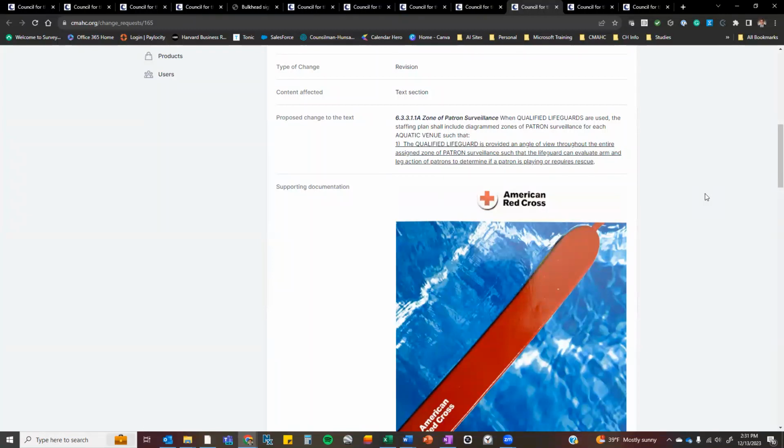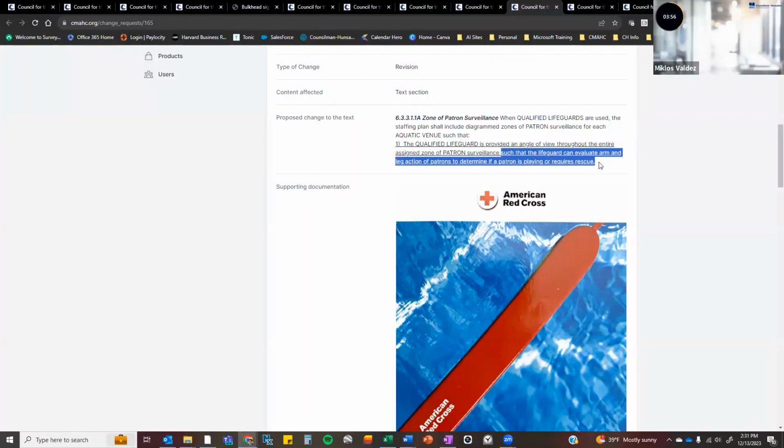an entry that reads, the qualified lifeguard is provided an angle of view throughout the entire zone of patron surveillance such that the lifeguard can evaluate arm and leg action of patrons to determine if a patron is playing or requires rescue. So basically the same language being added to the zone of patron surveillance in 6.3.3.1.1, which already says, number one, capable of viewing the entire area of the assigned zone of patron surveillance. Correct. Yeah, so it would just add that second part, such that the lifeguard can evaluate.